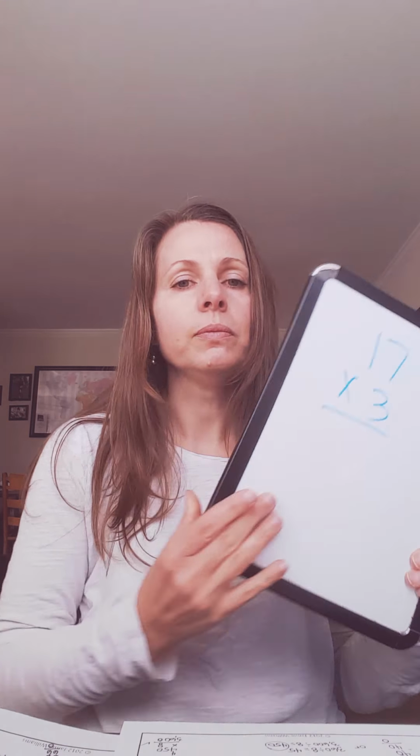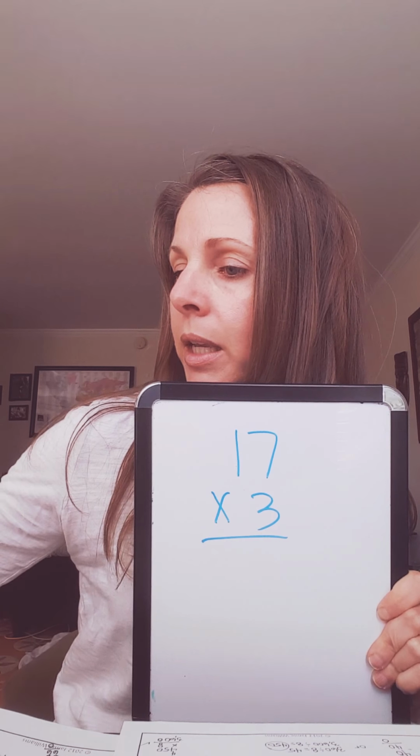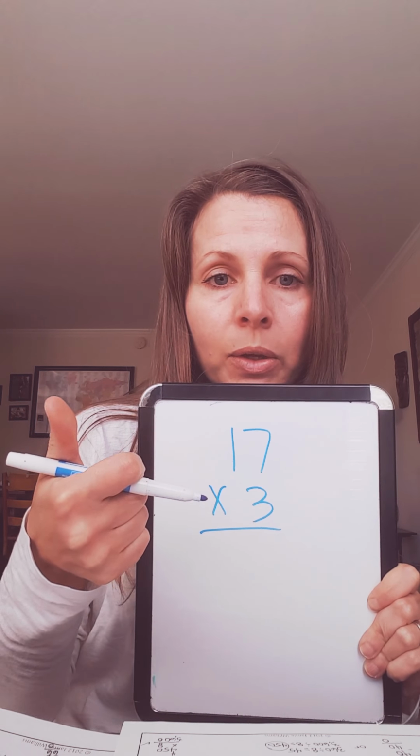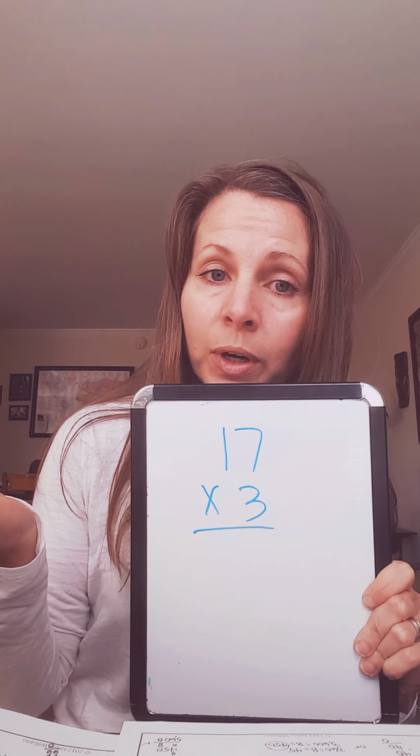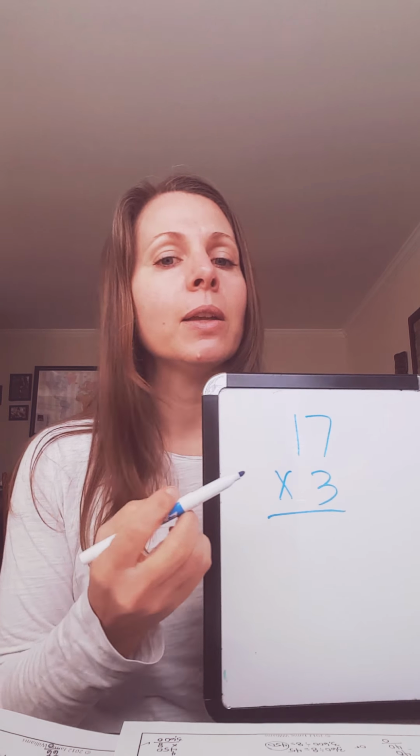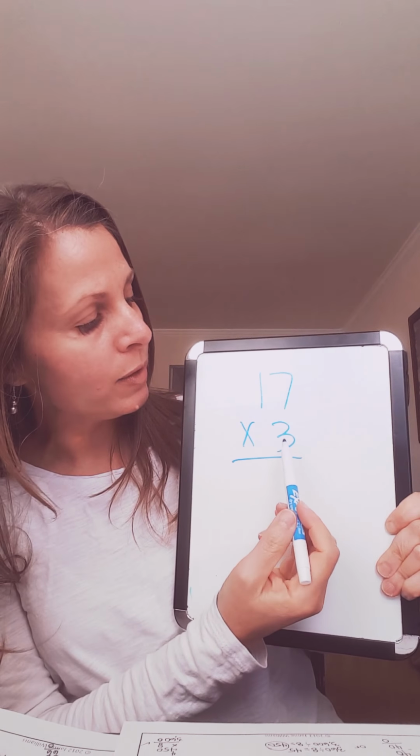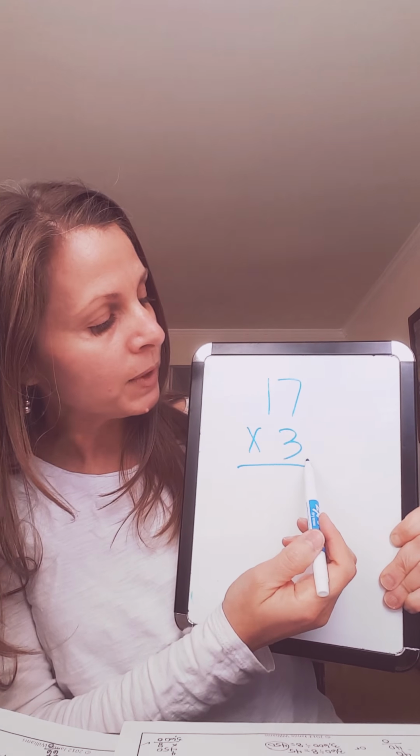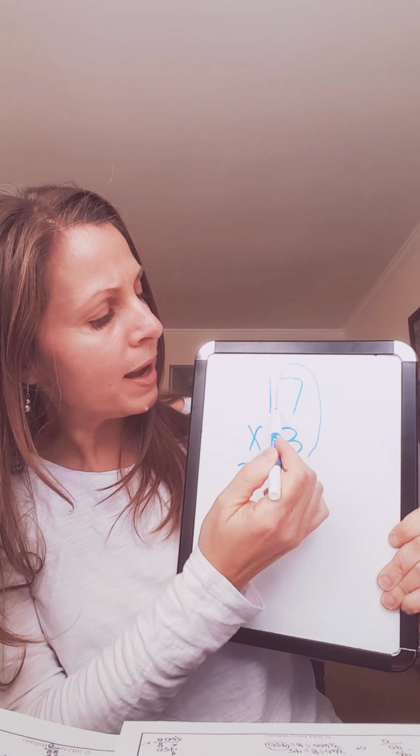So let's do together in your notebook 17 times 3. When we stack our multiplication like this, we need to think about place value and we need to know the order and how to work, okay? So let's look at the fact that we have our 3 lined up in the ones place with the 7. So we're going to start with that.